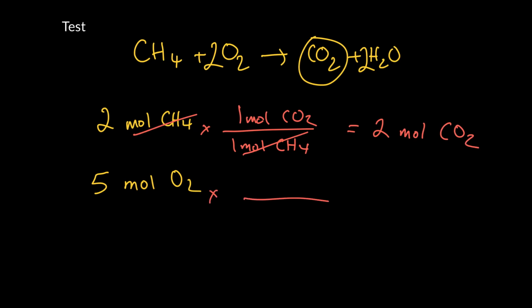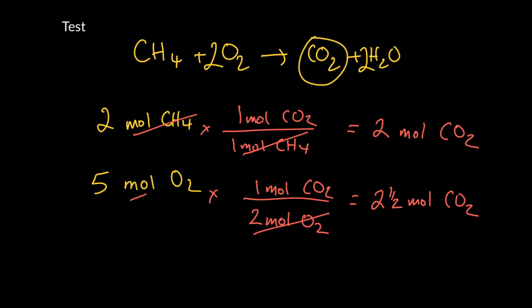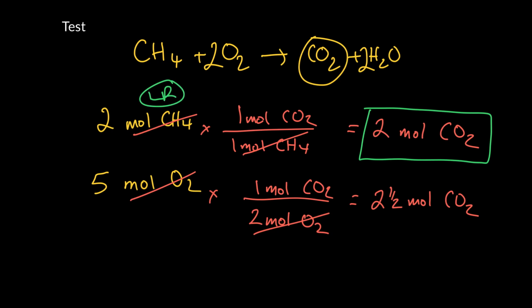Now, what about the other thing, the oxygen? So 2 moles of oxygen make 1 mole of CO2. So we can go ahead and say 2 moles of oxygen are used up, and in doing so, we make 1 mole of CO2, and that gives us 2.5 moles of carbon dioxide. So units cancel. So how much do we actually make? We go by the smaller. So clearly we can't make any more than 2 moles of CO2, otherwise we run out. So the methane was the limiting reactant or limiting reagent, and the oxygen was in excess. So we had too much oxygen.